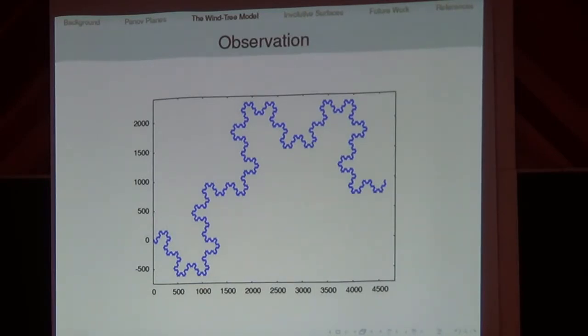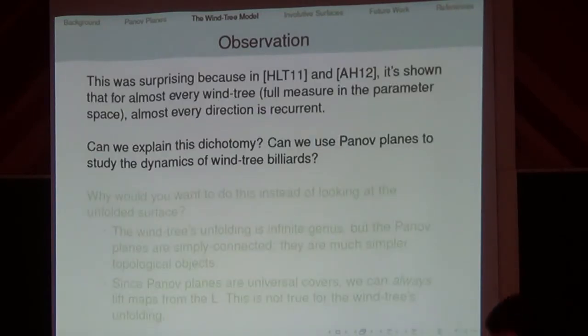We saw this sort of escaping self-similar billiard trajectory. So we wanted to know what was going on. And one of the reasons this was really surprising for us was that when we started doing this, these papers of Hubert, Lelièvre, Trubetskoy, and then later Avila and Hubert had just come out showing that wind tree models are generally recurrent. They like to be recurrent. And here we have this thing that's escaping. So we wanted to know if we could explain this dichotomy of having dense trajectories in the Panov plane and, for the exact same setup, having escaping trajectories in the wind tree model. And more generally, can you use those Panov planes to study the dynamics of things in the wind tree?